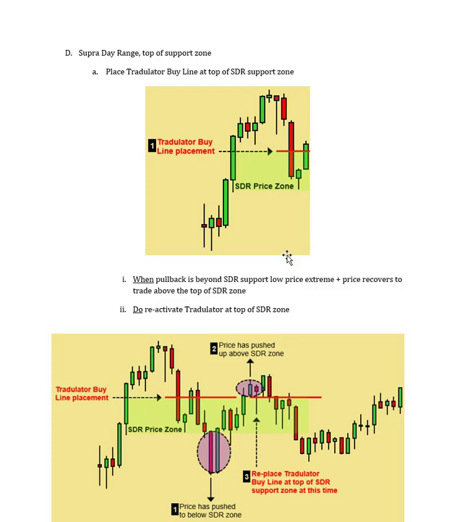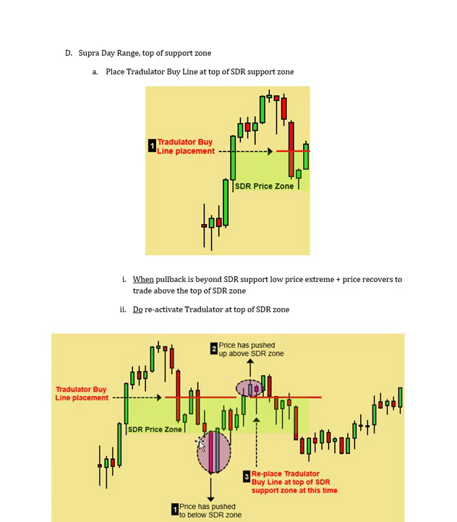And so when the pullback, though, is beyond Supra day range support low, price extreme. So in this case, we have the pullback and the market has bounced. Price recovers to trade above the top of Supra day range zone. When that happens, what do you do? Let's now shift our focus to the lower image. And so here we have our Tradulator buy line has been placed. We can see the market pulled back, pushed up. It departed from the day range support zone, and then though reversed and traded lower.